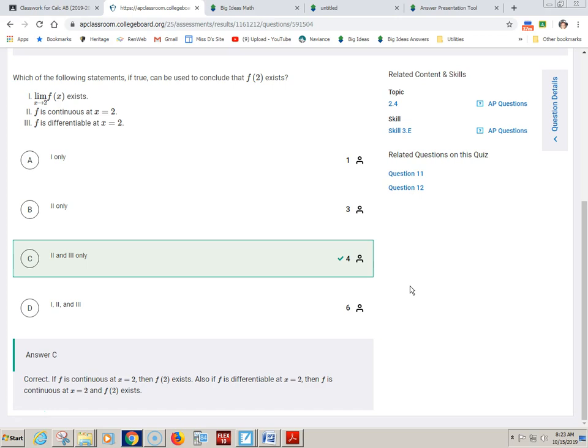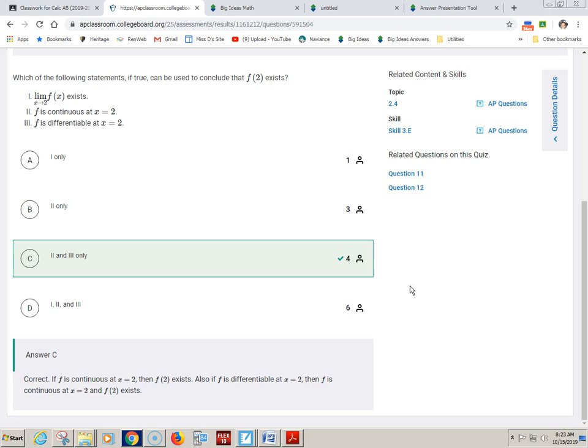Wait a minute, if that's the "at," what's this? The approach, remember? We have the "at," the point filled in, and we have the approach, what we're getting closer and closer to. If the approach exists, is the "at" always there? No. Remember, if there's a hole, the approach can still exist, right? So forget that, number 1 is a no.